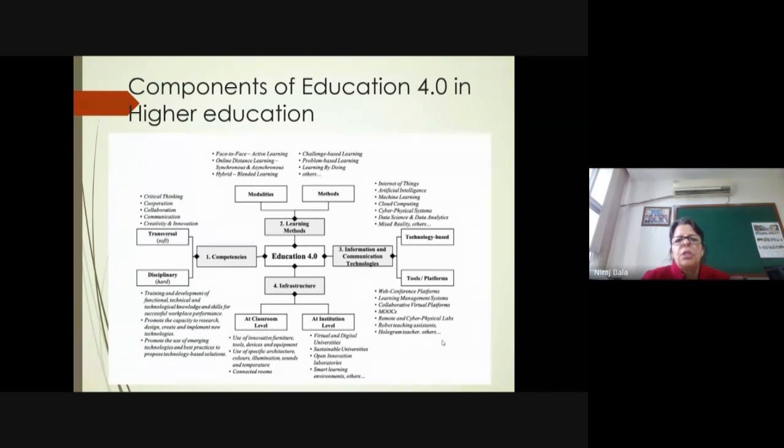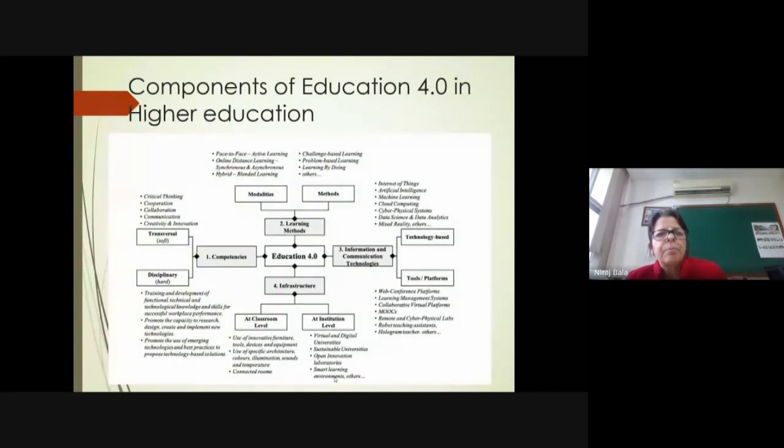And infrastructure, what is infrastructure required for education 4.0? In the infrastructure at the school level, we can have use of classroom level innovative furniture. I will give you a few examples of these innovative furniture which they are already using. Some tools, devices and equipment, use of specific architecture, colors, illumination, sounds, temperature, connected rooms, virtual and digital universities. We are already having these digital classrooms, digital universities, sustainable universities, open innovation laboratories, and smart learning environments, and others.